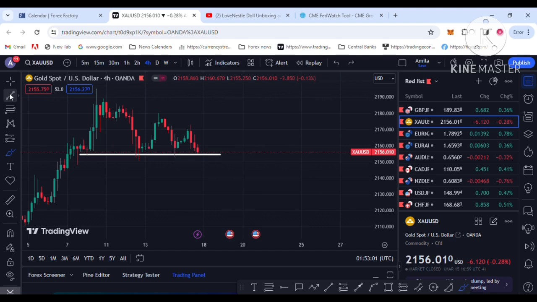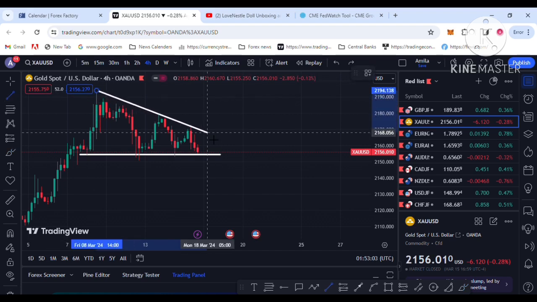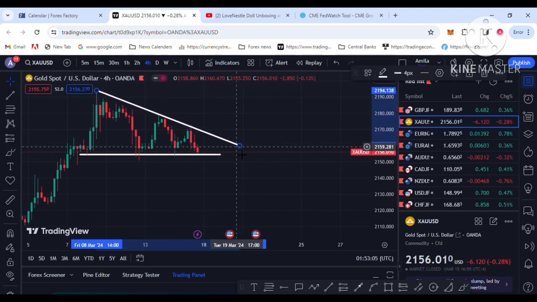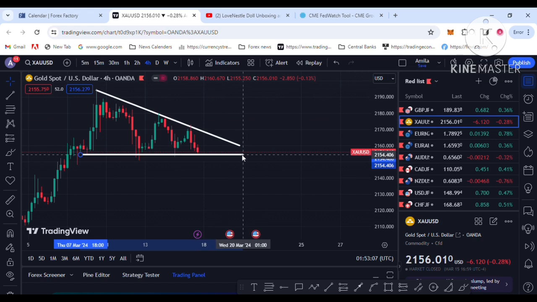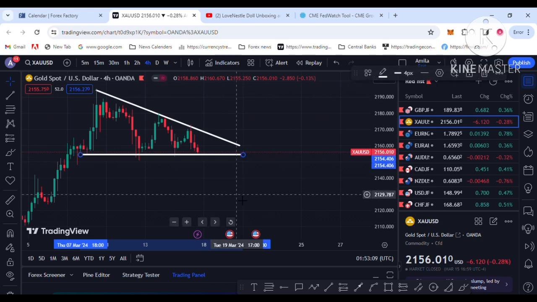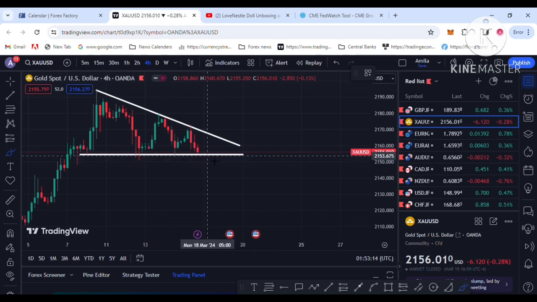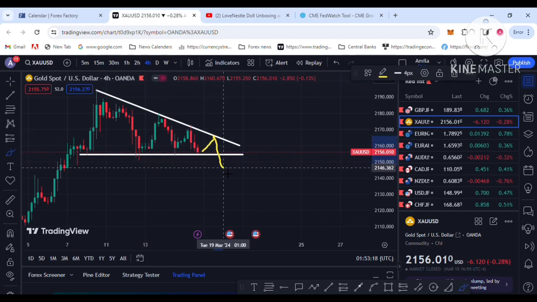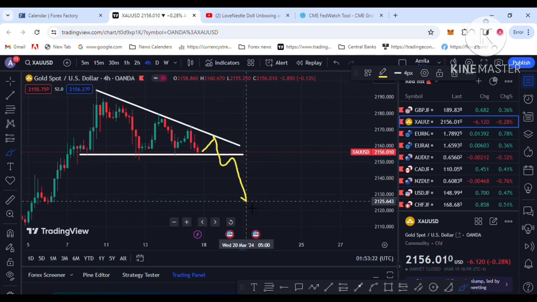I am seeing a technical pattern, a triangle pattern, that price was continuing last week. This is called a descending triangle pattern. So I am hoping price retests again and drops to the downside. That is my option for next week.